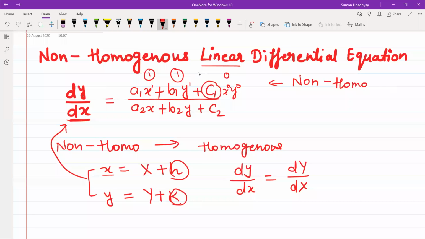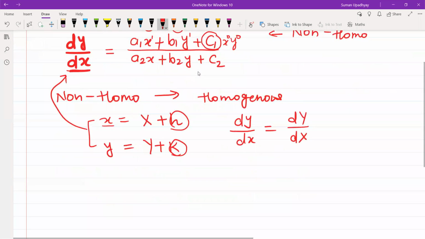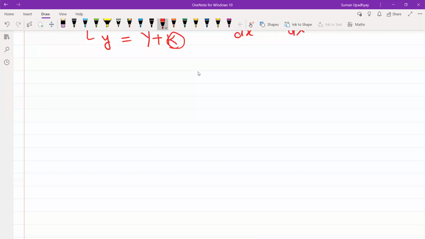As of now, just remember, we are going to follow 2 steps in solving non-homogeneous linear differential equation. The first step is to convert non-homogeneous to homogeneous. The second step is to convert homogeneous into variable separable form. And for converting non-homogeneous into homogeneous, you have to take this substitution. So let us start with the problem, kids. I'm taking question number 1.